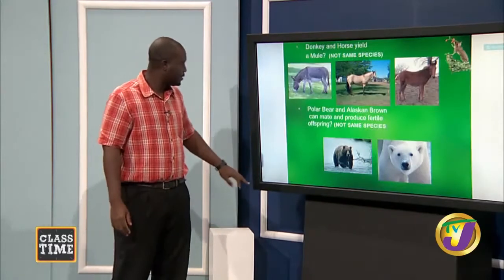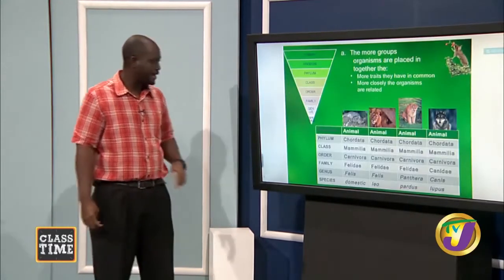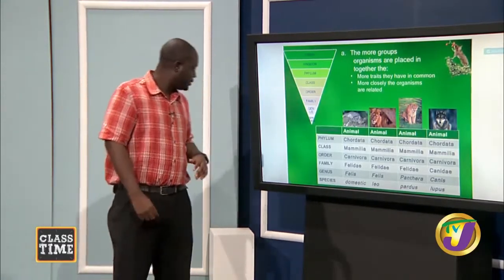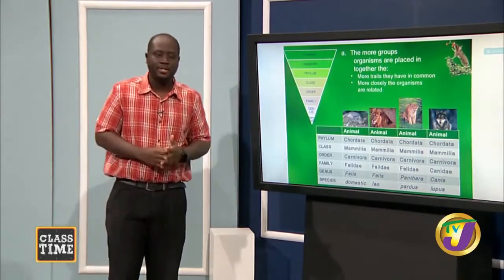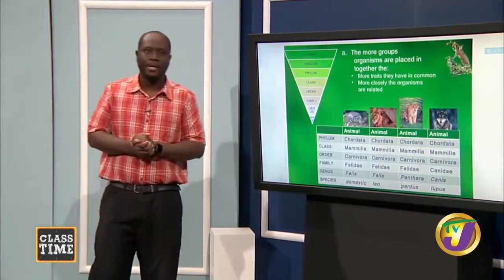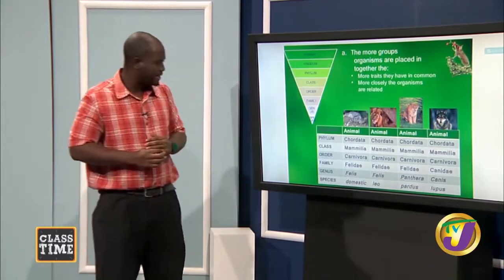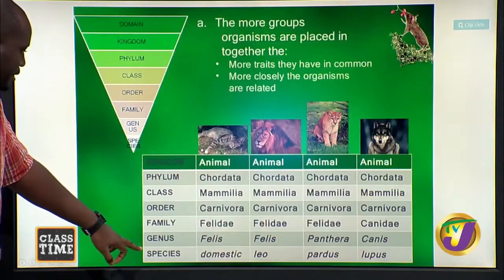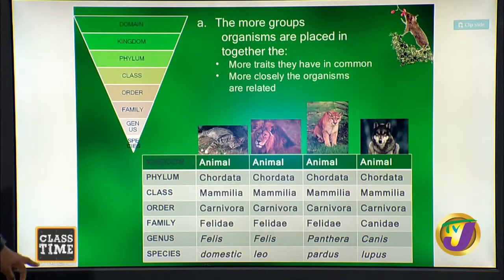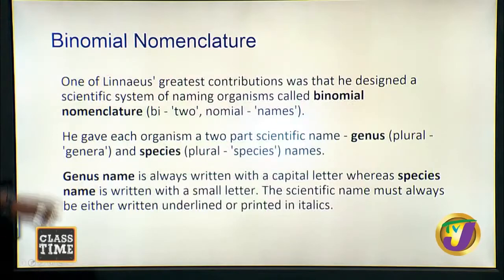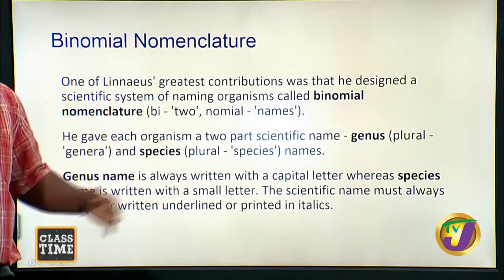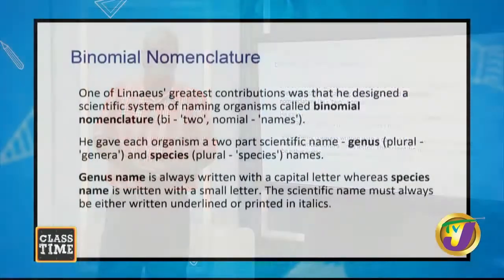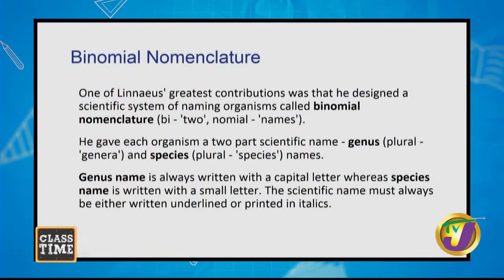Now, based on the Carolus Linnaeus system of classifying organisms, each organism is given a scientific name. The scientific name consists of the genus and the species, and that is why I call it binomial nomenclature. So each organism is given two names, just like how we have two names. We have our Christian name and our surname. So each organism has two names, all right? And that's why binomial nomenclature comes in.